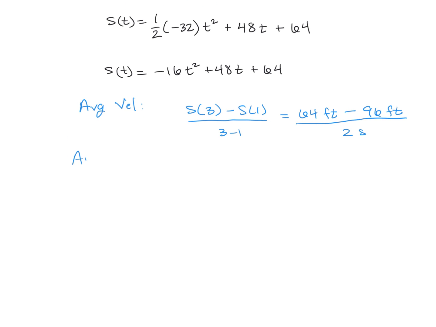So our average velocity is going to be 64 minus 96, which is negative 32 feet divided by 2 seconds. It's going to give us negative 16 feet per second, which is just a coincidence that it's negative 16, the coefficient on our function.